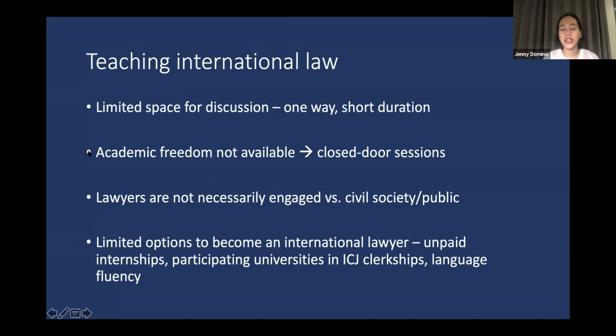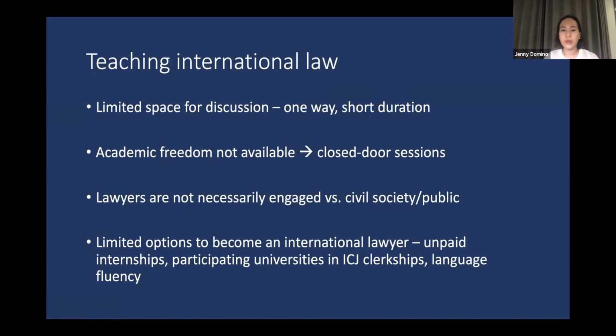This is my last slide. And these are some of the things that I've learned based on teaching international law in this way, through the workshop or by writing about it or by conducting briefings to various stakeholders. First, there's a limited space for discussion.